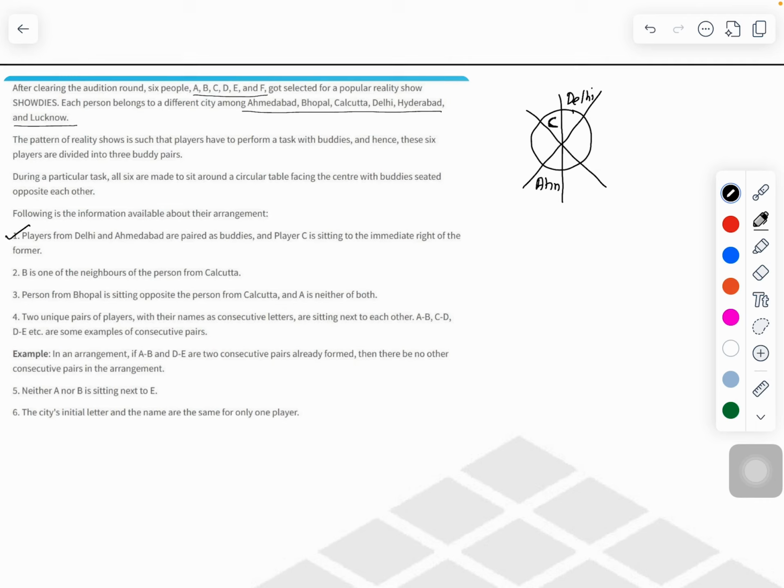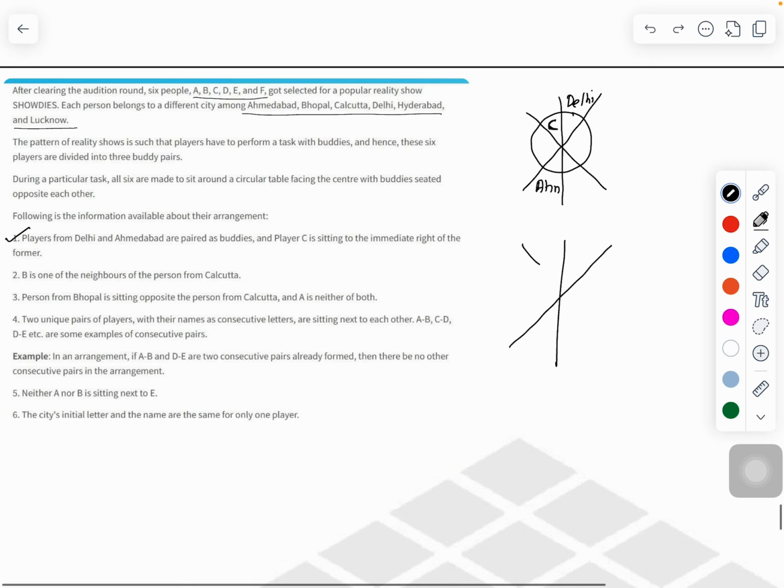Now point number 2, B is one of the neighbors of the person from Calcutta. So we don't know where Calcutta is. If this is Calcutta, B may come either here or here. These are the 2 positions. I am not sure which of these 2 positions, therefore I have given a question mark.